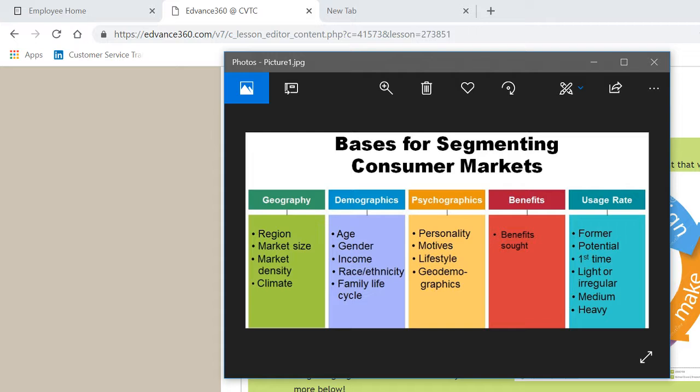And finally, it's the usage. How often do they use it? What is the potential that they can use it? Are they first-time users? Are they continual users? Do they use it once in a while, or is it a heavy use for the particular product? And so I just wanted to touch base with that because that was one of your last assignments.